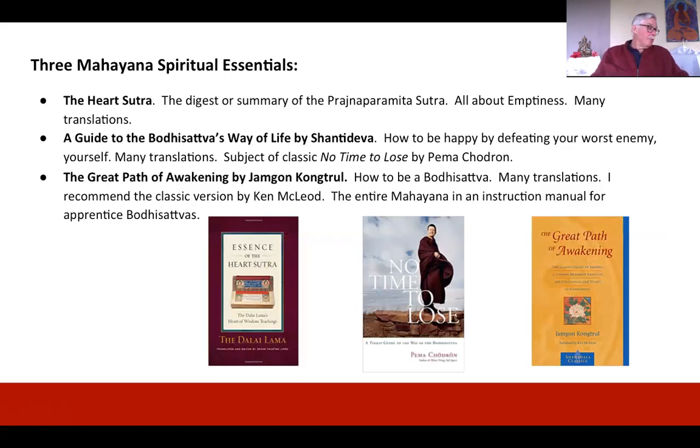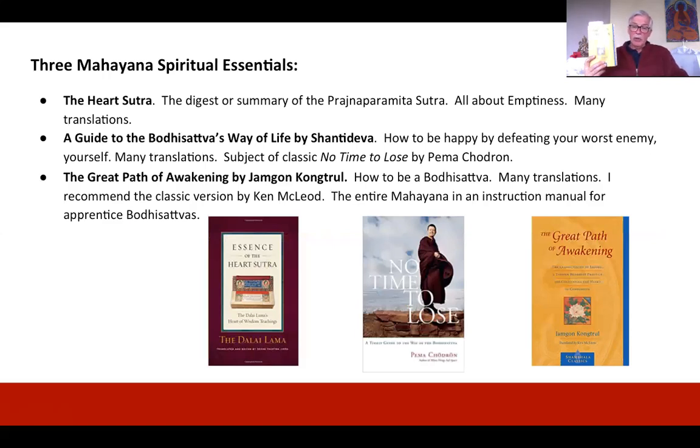The Heart Sutra. Spend a lot of time with it. It's about emptiness, and there are many translations and many commentaries. Here's one by the Dalai Lama. Shantideva's A Guide to the Bodhisattva's Way of Life is a great spiritual classic. It's the subject of a meditation and commentary by the great Pema Chodron, and her book is No Time to Lose. Can't recommend it enough. And then one book that I adore is called The Great Path of Awakening.